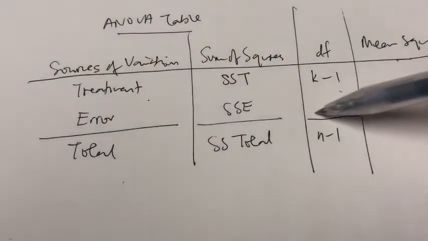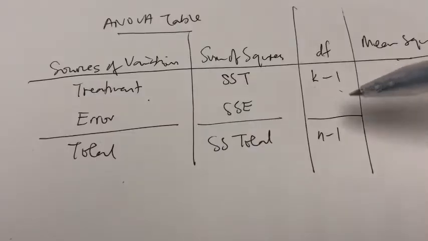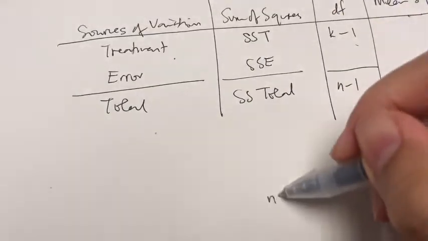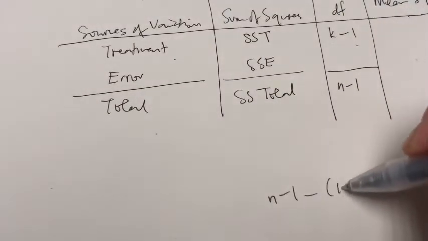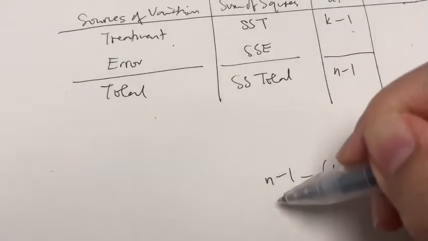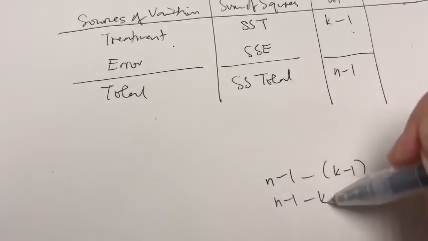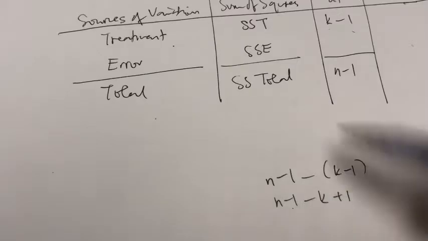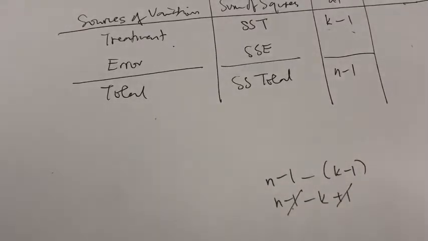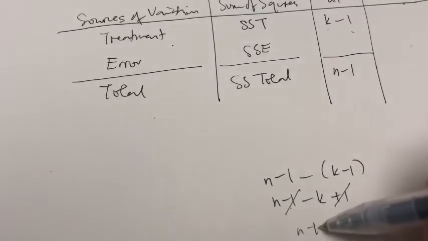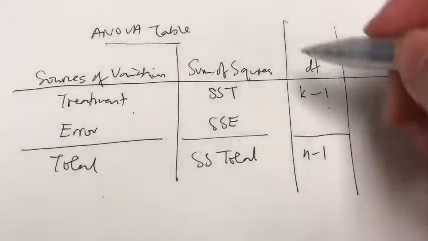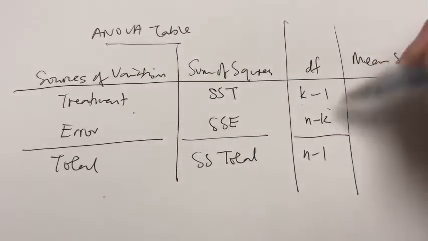Now to get the degrees of freedom for the error is actually very simple. It's just n minus 1 minus K minus 1. Right, so if you open up, n minus 1 minus K plus 1. So minus 1 and plus 1, you can delete them. So what's left is n minus K. So that is why the degrees of freedom for the error is n minus K.